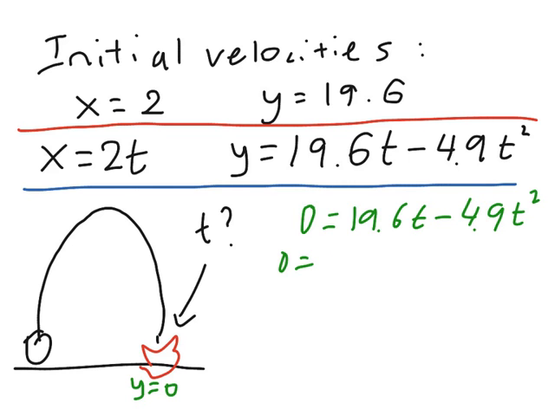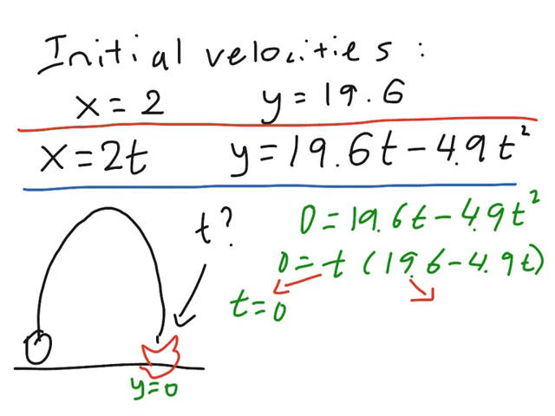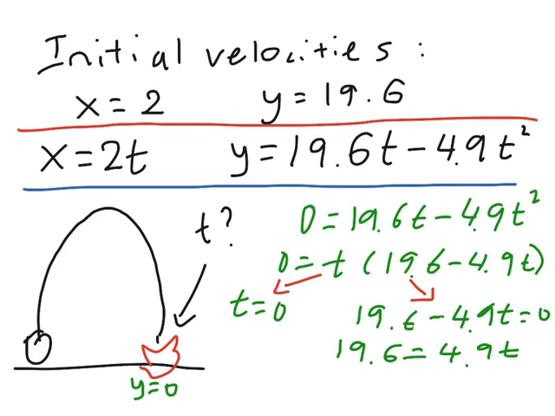Factor out a t: t times (19.6 minus 4.9t). So we know that t is equal to 0, or I have 19.6 minus 4.9t equals 0. Add 4.9t to both sides, and we get 19.6 equals 4.9t. Divide both sides by 4.9. We get t equals 4.